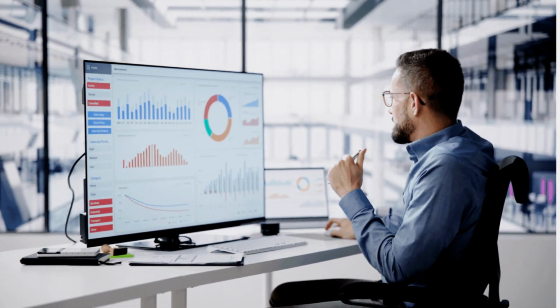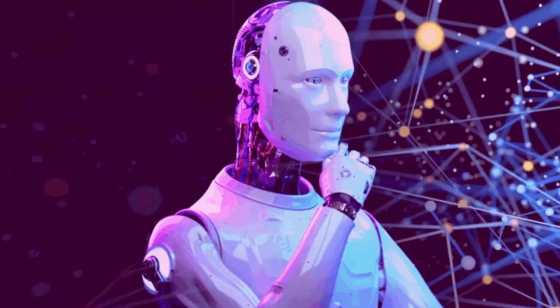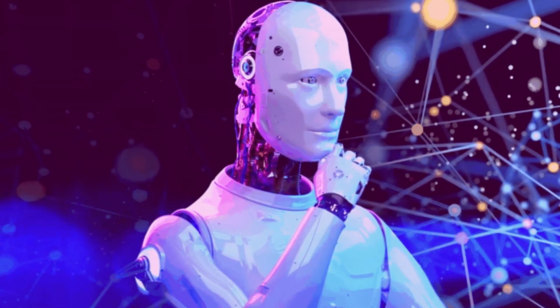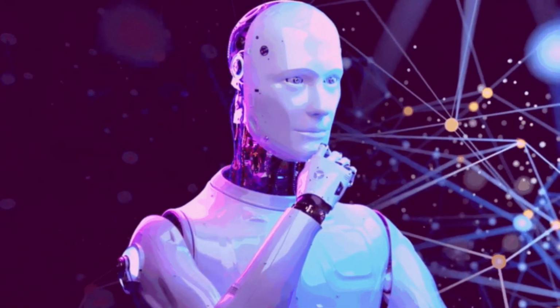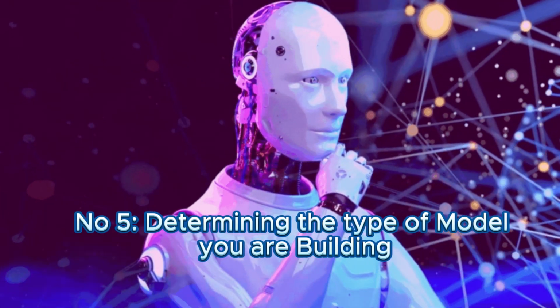contributes to the rent? Now, after drawing insights from your data, the next step is finding out what kind of model you actually want to build. Yes, in this phase, this is where the types of machine learning come into play.